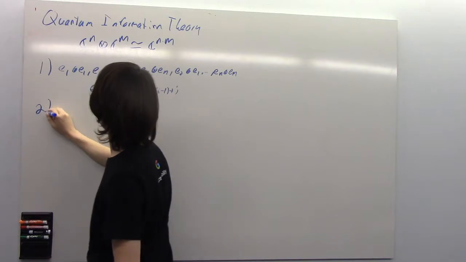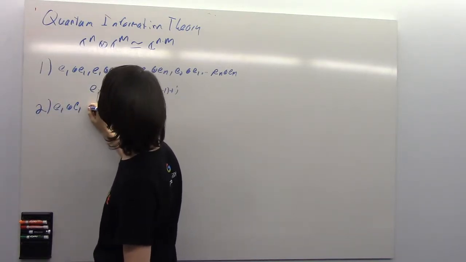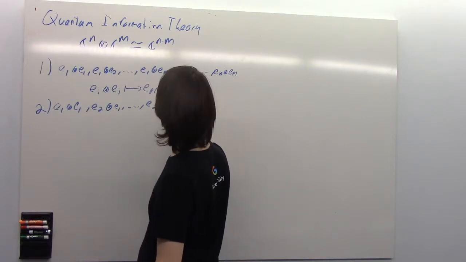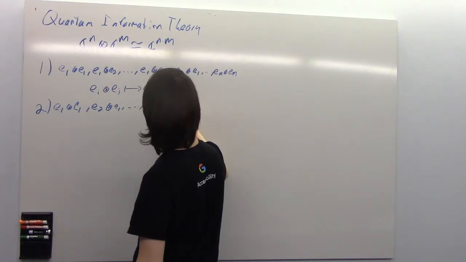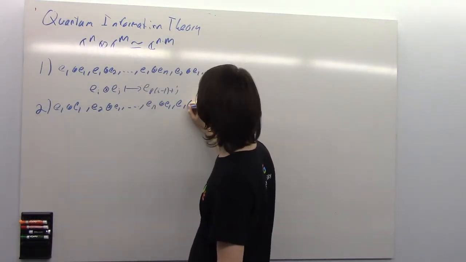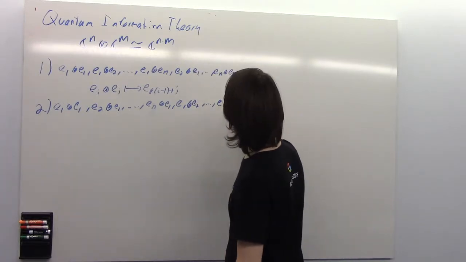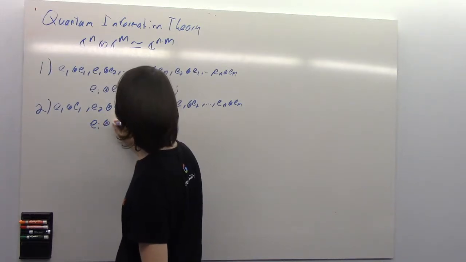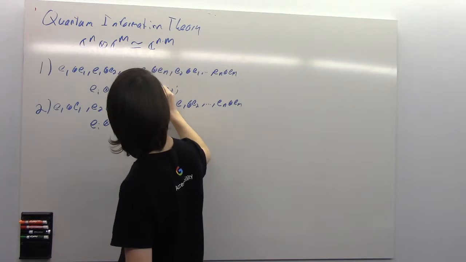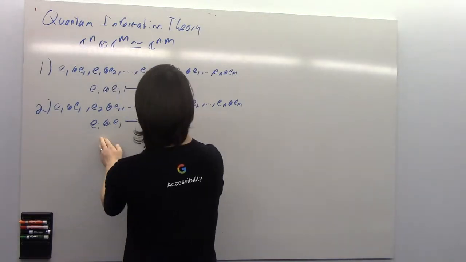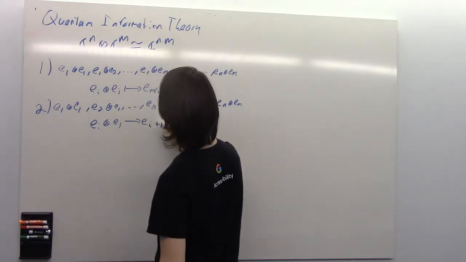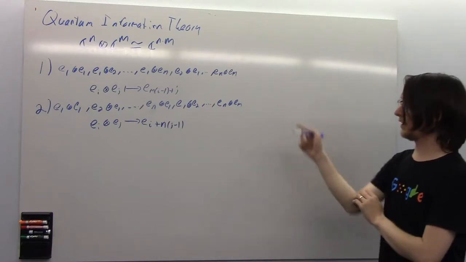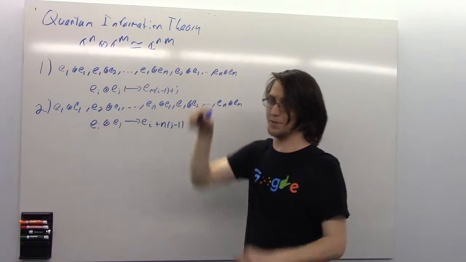The other option is we could order this E1 tensor E1, E2 tensor E1, En tensor E1, E1 tensor E2, all the way up to En tensor Em. So first we increase the first index. So Ei tensor Ej maps to E_{i+n(j-1)}. In this way, we get the isomorphism from C^n tensor C^m to C^(n times m).